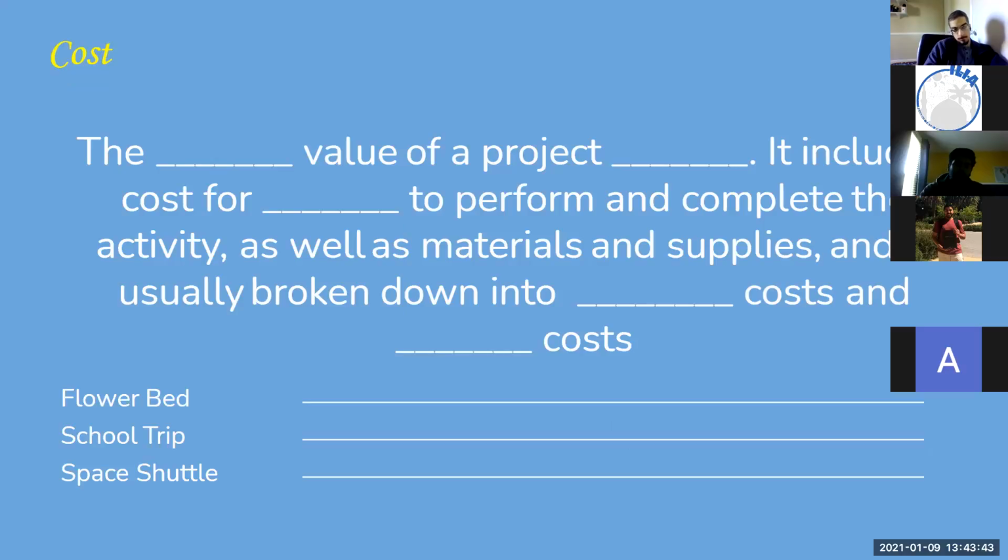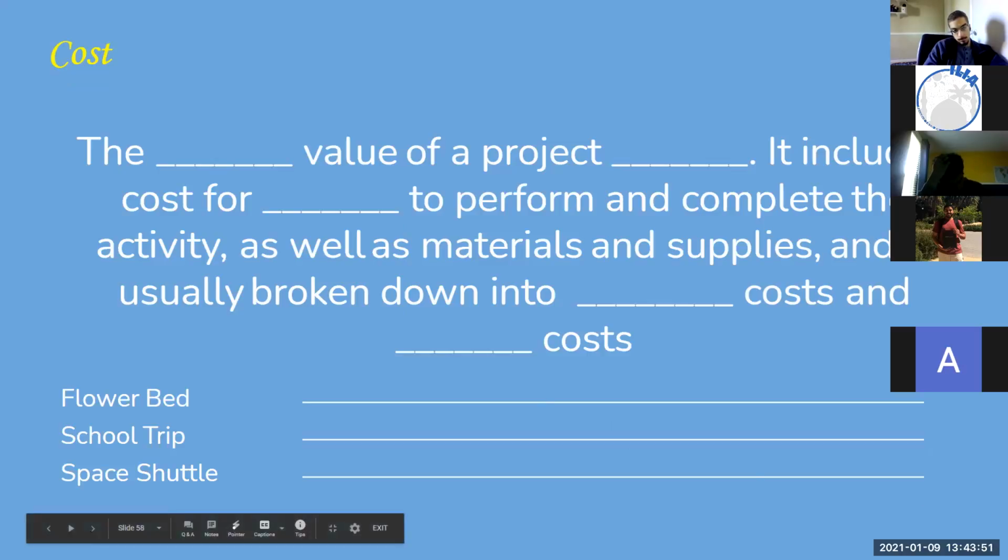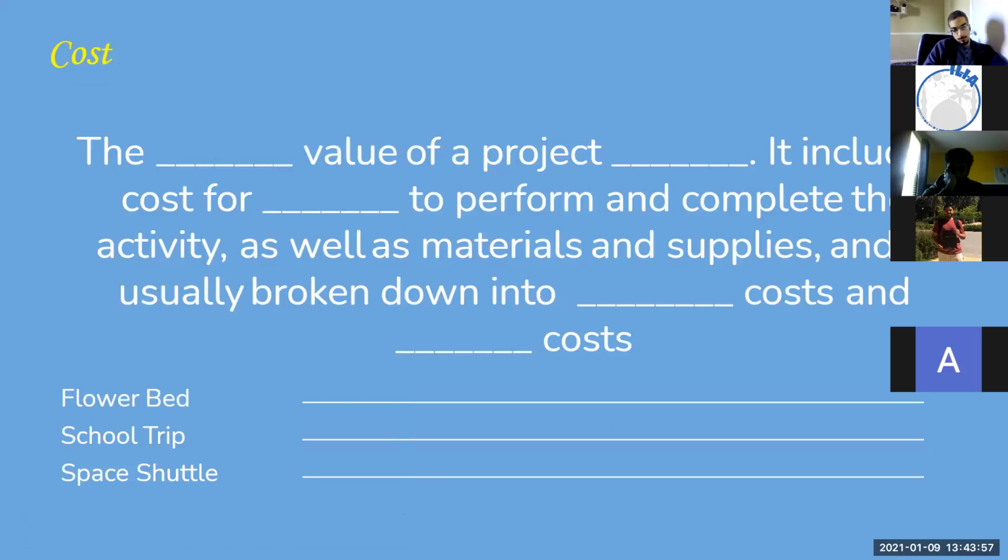So the cost is supposed to be talking about how much money there is specifically for the project deliverables, which is the end results. It includes how much money it is to perform and complete the activity, as well as the things we need in order to do that. And what are the costs broken down to?